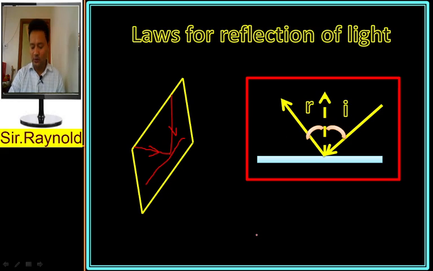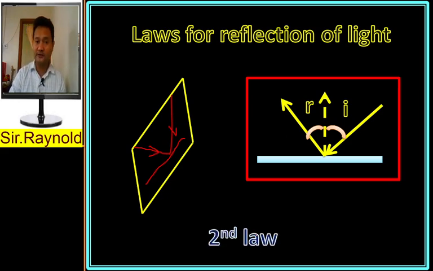So our second law of the reflection of light says that the incident ray, the normal at the point of incidence, and the reflected ray all lie in the same plane. Once again, I'll repeat: the incident ray, the normal at the point of incidence, and the reflected ray all lie in the same plane. So this is our second law. You can go to the textbooks, see these two laws, read them by yourself, and try to remember them.